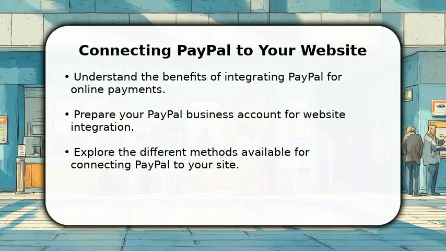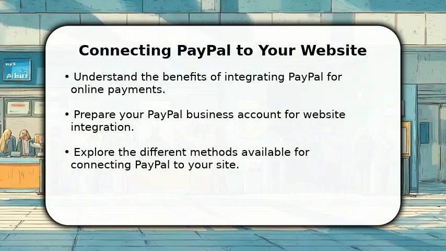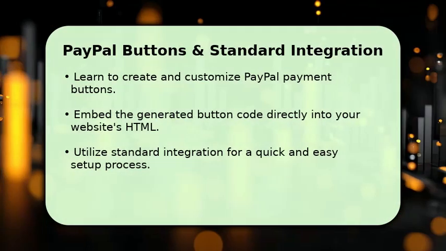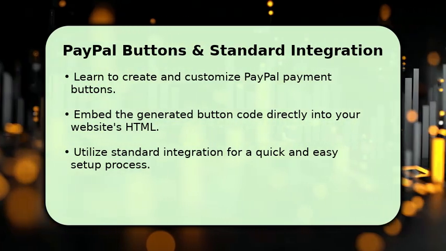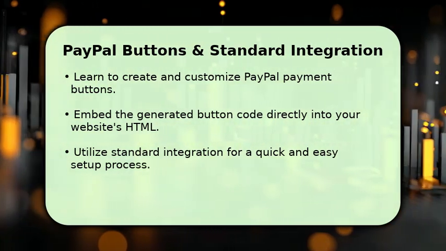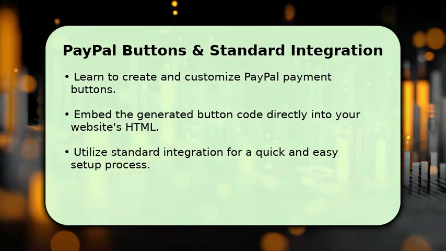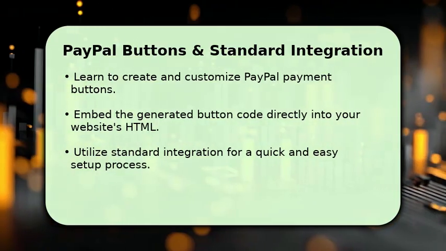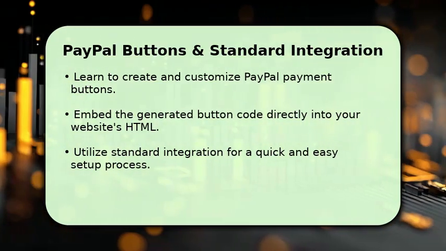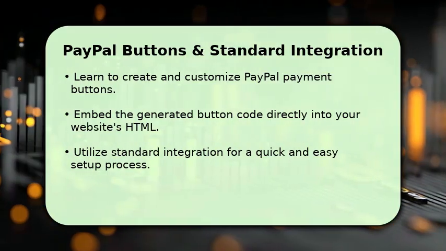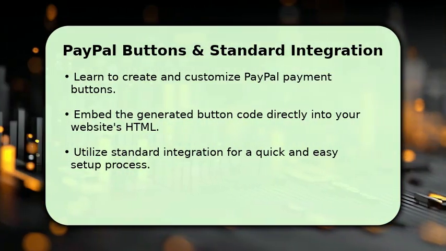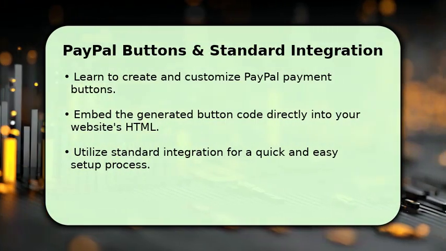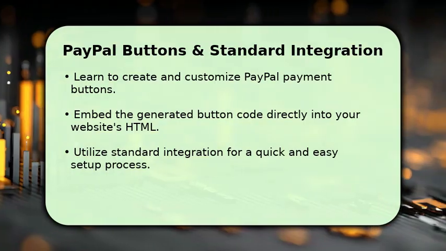Understanding these options will help you choose the best fit for your site, whether you're selling one product or managing a full e-commerce store. For a quick setup, PayPal offers various payment buttons. You can create Buy Now, Add to Cart, or Donate buttons directly from your PayPal account. Simply customize the button's appearance and product details, then copy the generated HTML code. Paste this code into your website's pages where you want the button to appear. This standard integration is straightforward and perfect for small businesses or individual product sales.